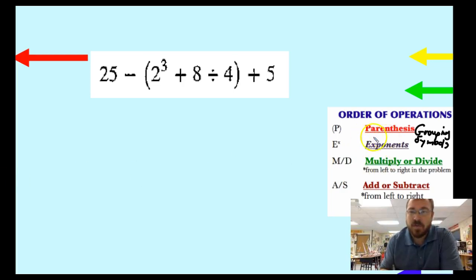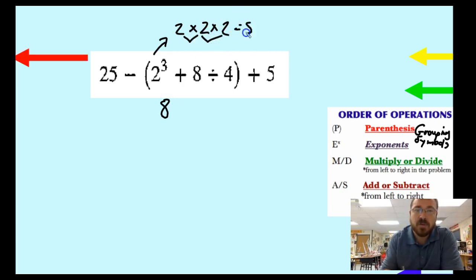Look to see if we have any parentheses or any grouping symbols in our expression. We do. And within this grouping symbol, within these parentheses, we still have to follow this order. It happens to be that we have an exponent right away. We're going to simplify that. This means 2 times 2 times 2. This does not equal 6. That equals 8. 2 times 2 is 4, times another 2 equals 8. All right, so we have 8 plus 8 divided by 4. All this is still in parentheses, so we'll bring those parentheses down and bring the rest of our expression down as well.